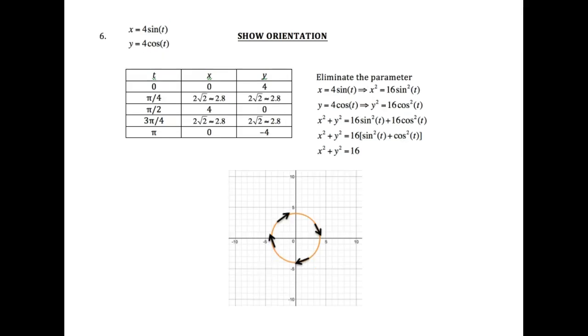And problem 6, by reversing the sine and cosine, of course you're still going to get a circle, but notice the orientation for this compared to problem 5. It reverses the orientation, where this is going clockwise, where problem 5 was going counterclockwise.